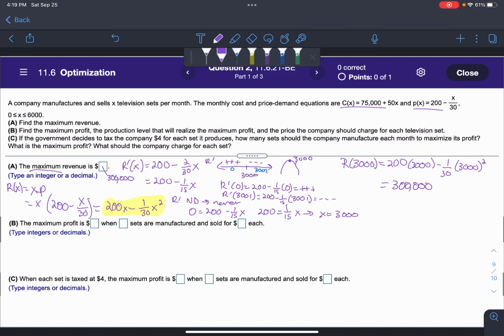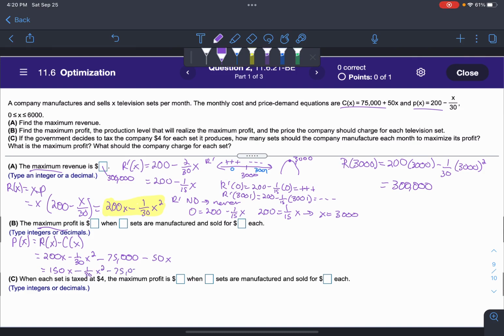Right, so the next part, we want to know the maximum profit. So remember that profit, and this is capital P, is my revenue minus cost. Revenue is highlighted in yellow above. So that's my 200x minus 1/30 x squared minus my cost, which was given in the prompt. So that's 75,000 plus 50x, but I'm subtracting it, so it should be minus 50x. And then we can combine it just a little to make it slightly better when taking the derivative, which will be our next step.